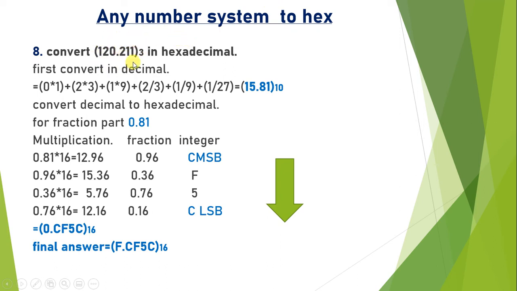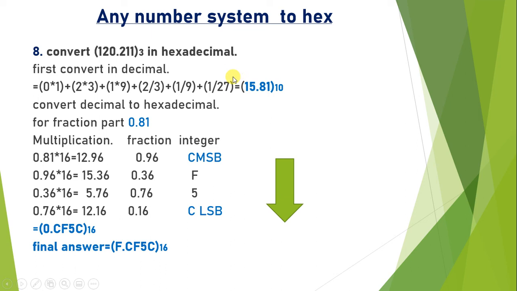So how to convert to decimal? For the integer part we start with the LSB and move towards MSB, and for the fraction part we start with the MSB and move towards LSB, and we multiply each digit with the power series of 3. So 0 multiplied by 3 raised to 0, plus 2 multiplied by 3 raised to 1, plus 1 multiplied by 3 raised to 2, plus 2 multiplied by 3 raised to minus 1, that is 2 divided by 3, plus 1 divided by 9, and plus 1 divided by 27, that will give 15.81 as the decimal output. If you add all these digits with their weights, you will get this output.